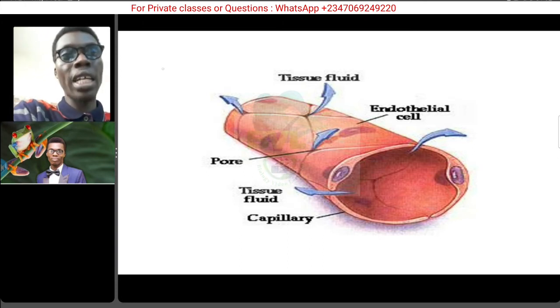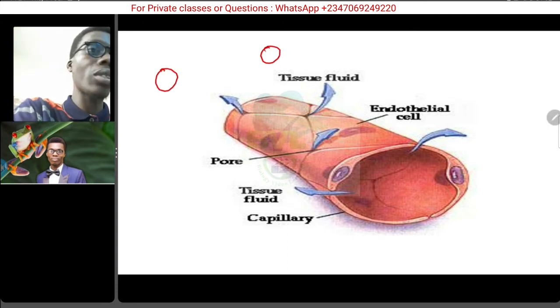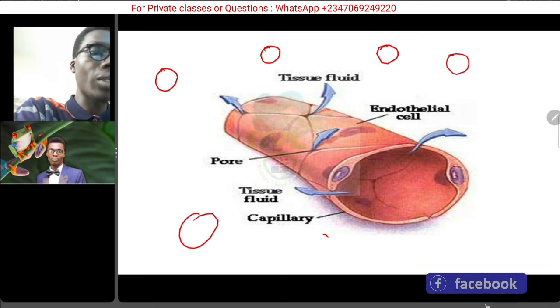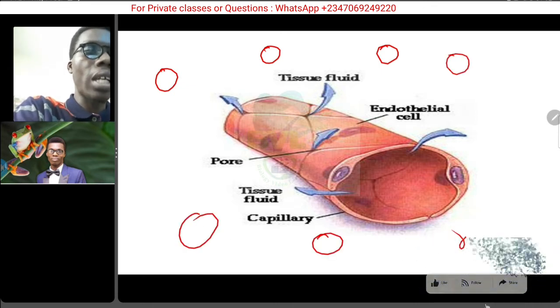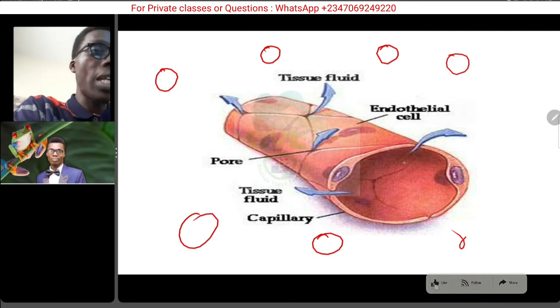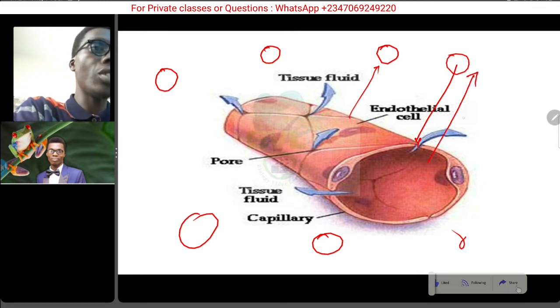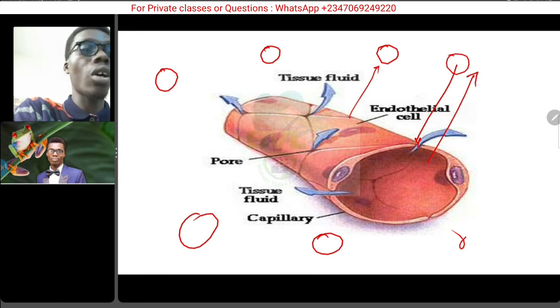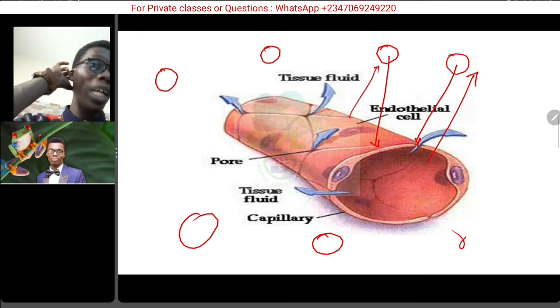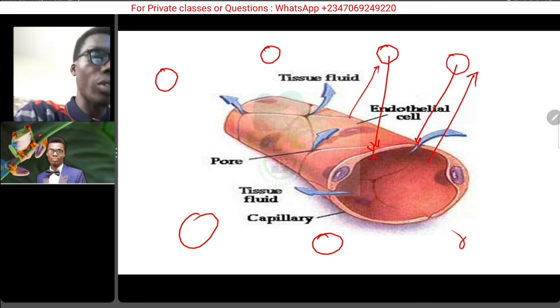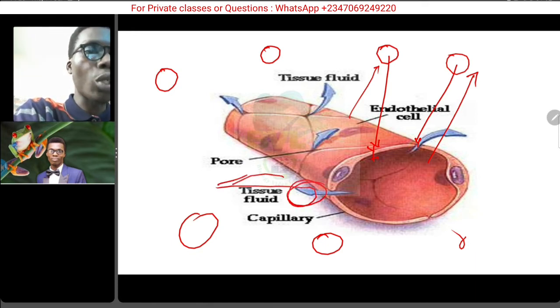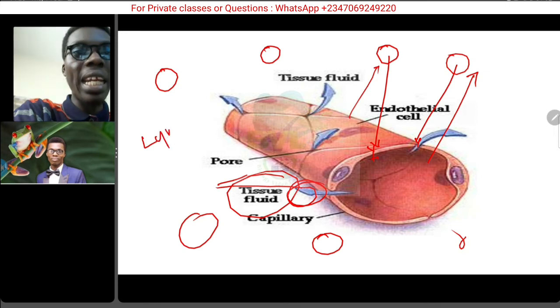What do I mean? So here we have cells. These are cells around the blood vessel like that. So what happens is there's a gas exchange. The oxygen will diffuse to this cell, carbon dioxide will diffuse into the blood. Then at the same time, nutrients will diffuse into the cells or the tissue, while carbon dioxide and some waste product, urea and the likes, go into this blood vessel. While that is happening, some fluid will leak out, which we call tissue fluid, and it's called lymph.